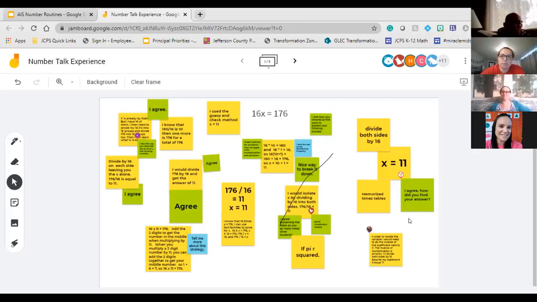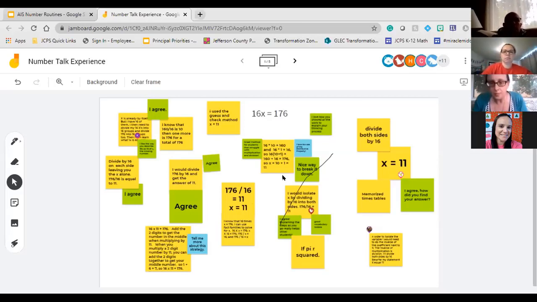Okay, good, good. Can someone explain who did this one? 16 times 10 equals 160 and 16 times 1 equals 16? That was me. Kathleen, tell me more about that one. Well, I learned about the splitting strategy, and I know that 160 is inside of 176, so I have to get there somehow with 16s. So 16 times 10, and then I realized it was another 16 added on. So the 10 16s and one more, that told me that x was 11.